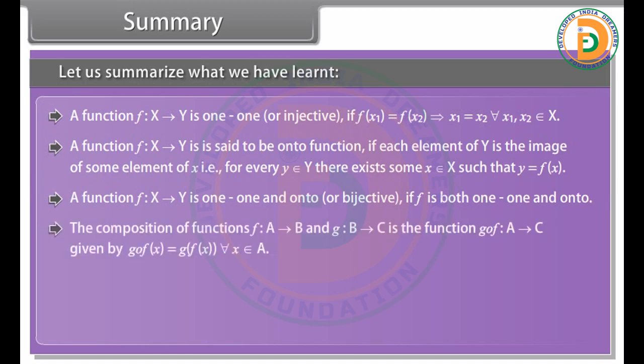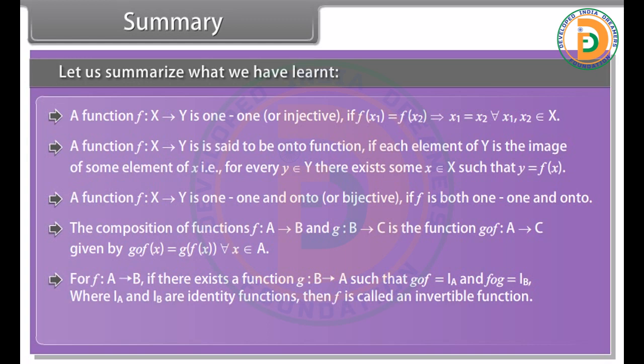The composition of functions f from A to B and g from B to C is the function g of f from A to C given by (g o f)(x) = g(f(x)) for each x belongs to A. For function f from A to B, if there exists a function g from B to A such that g o f = I_A and f o g = I_B, where I_A and I_B are identity functions, then f is called an invertible function.